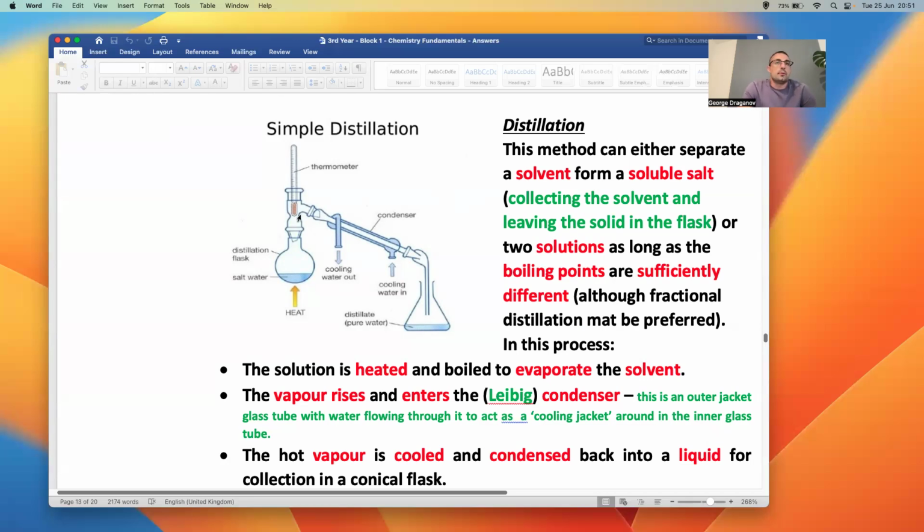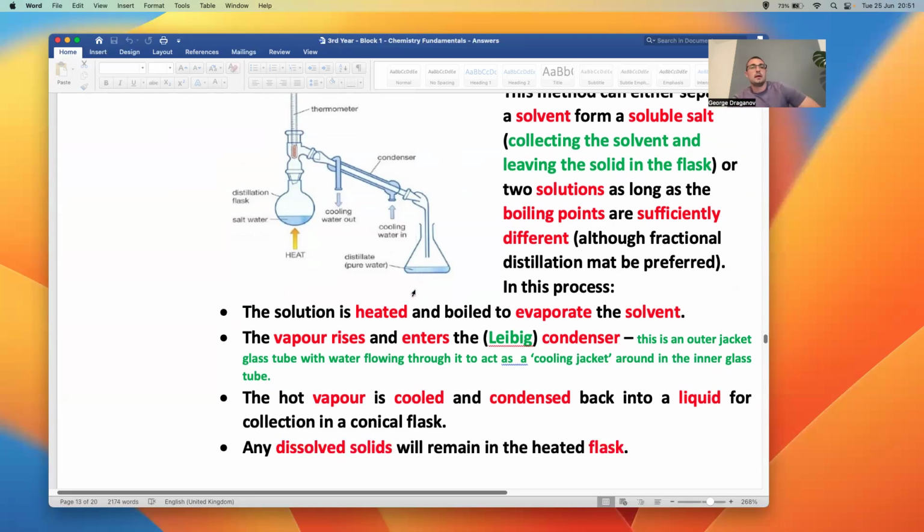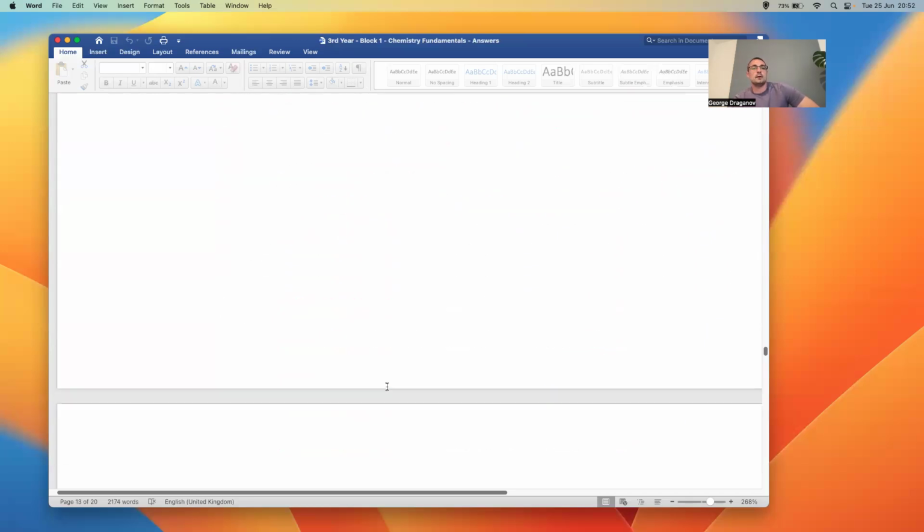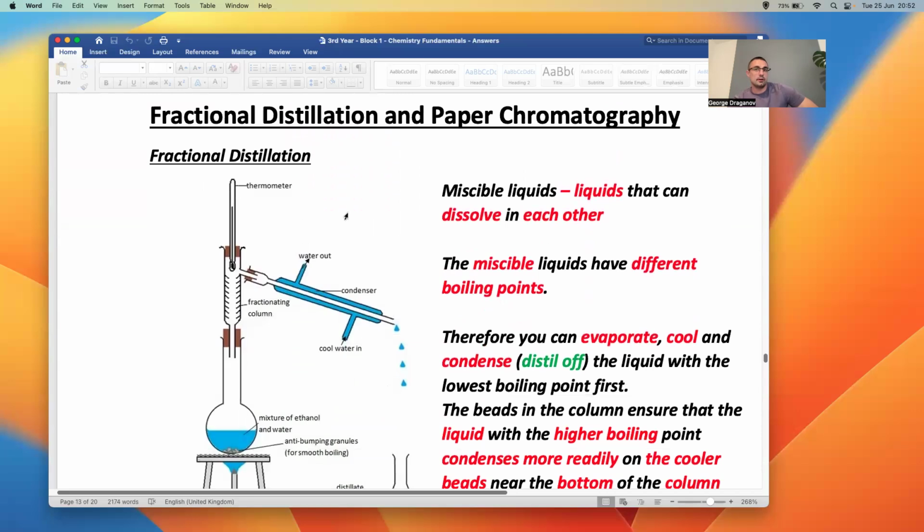Other important points is the thermometer should be at this T-junction here, so it can measure the temperature accurately of the vapors. Any dissolved solids will remain in the flask. The next one is fractional distillation.